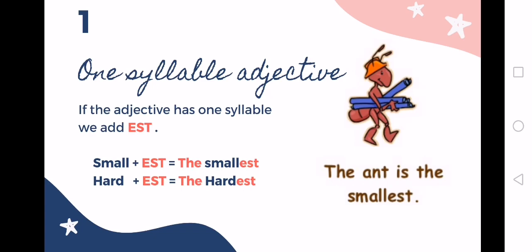So we also have one syllable adjectives. If the adjective has one syllable, instead of adding er like in the comparative, in the superlative we need to add est. Small, smallest. Hard, hardest. And remember, don't forget to use the, because we are comparing this noun with all the others, okay? So we need to say the. For example, the ant is the smallest.